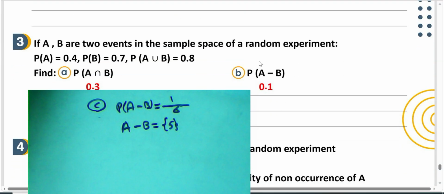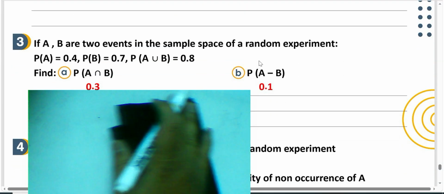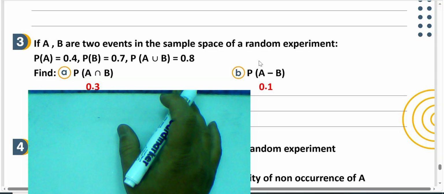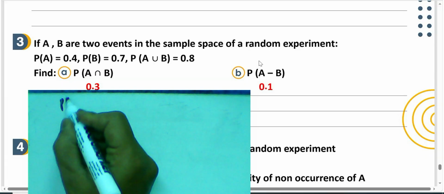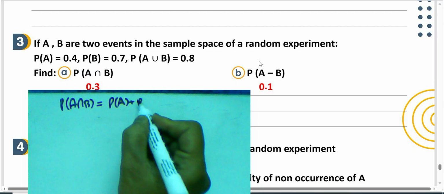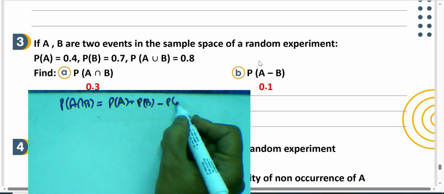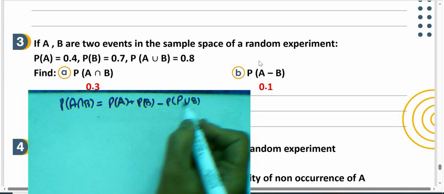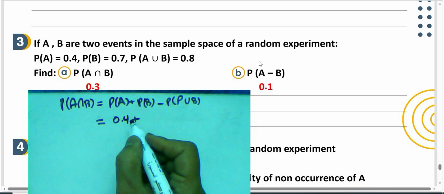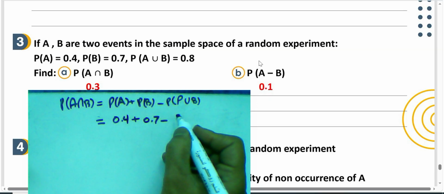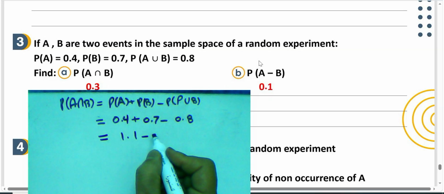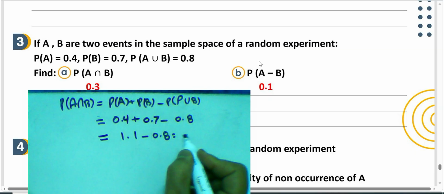Next question. We want to find the probability of A intersection B in this example. It gives you this information so you can find it by writing the rule. Probability of A intersection B is equivalent to probability of A plus probability of B subtract probability of A union B. Probability of A was 0.4 plus probability of B 0.7 subtract the union here 0.8. The result will be 1.1 subtract 0.8. The result will be 0.3.